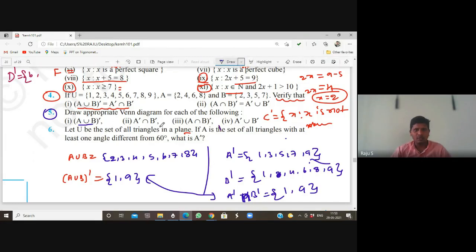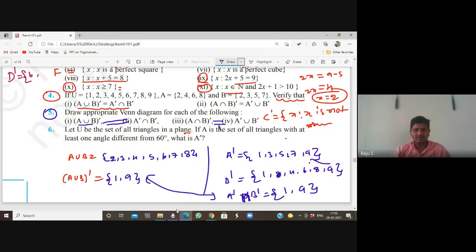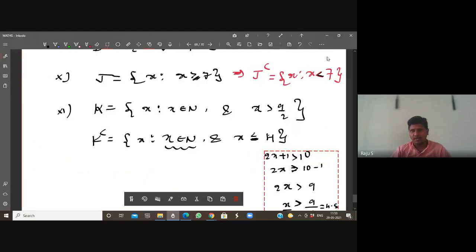(A union B) whole complement, and A complement intersection B complement. Actually, are these two equal or not? Equal or not? Yes, sir, they are equal. Let's see the Venn diagram.